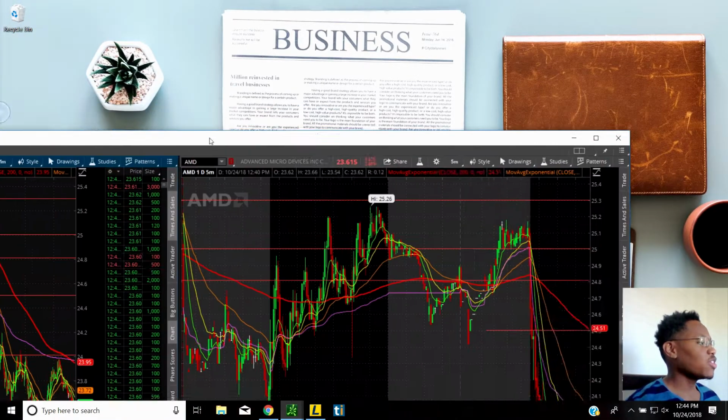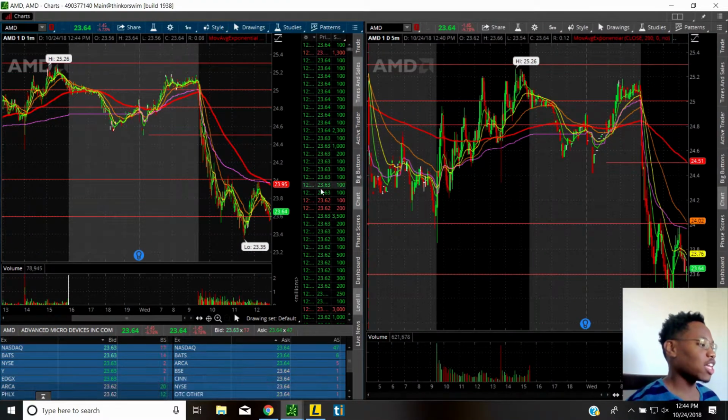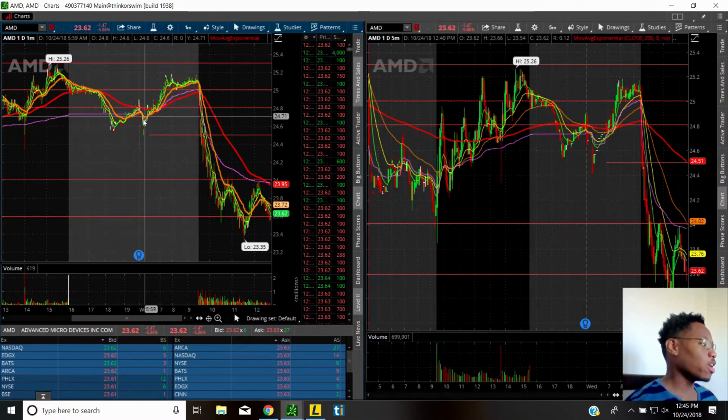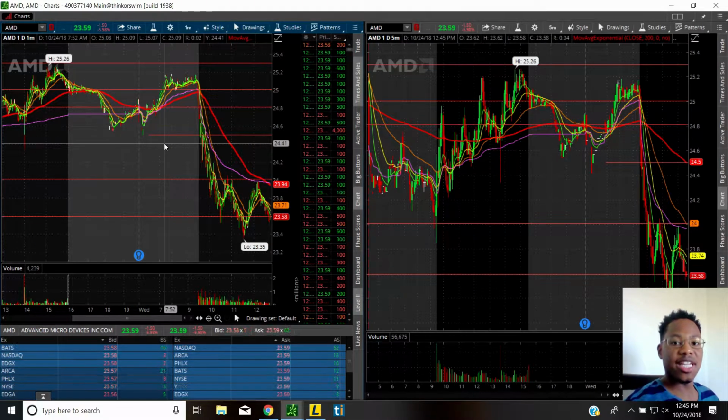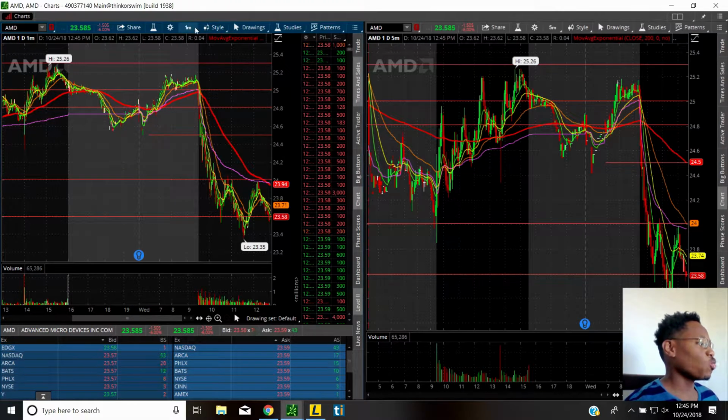As you know, I use a 1 minute and a 5 minute chart while I trade. On the left side, I have my 1 minute chart, and on the right side, I have my 5 minute chart. These two charts show the same data in two different time frames. As you can see, on the left this is 1 minute, on the right, 5 minutes.